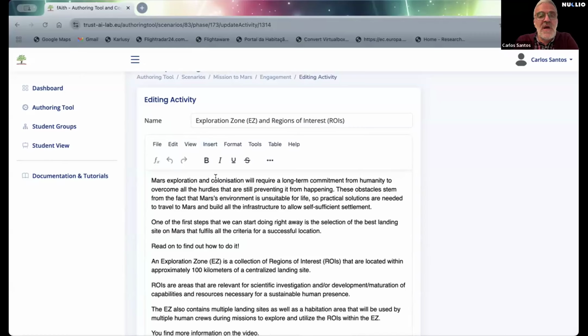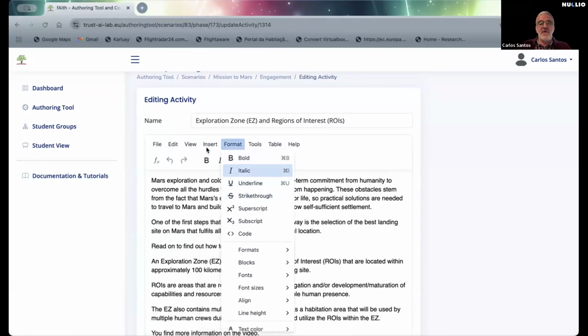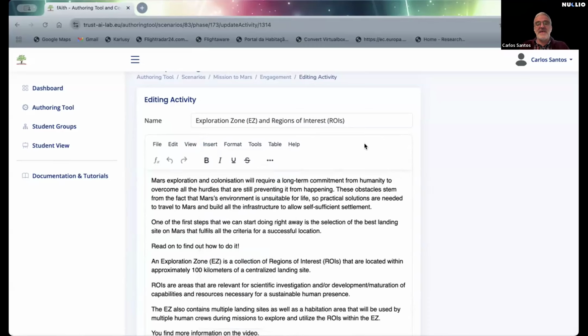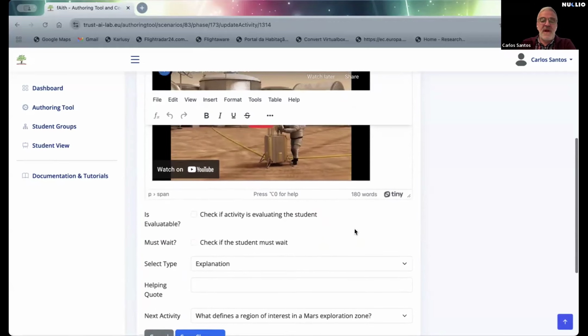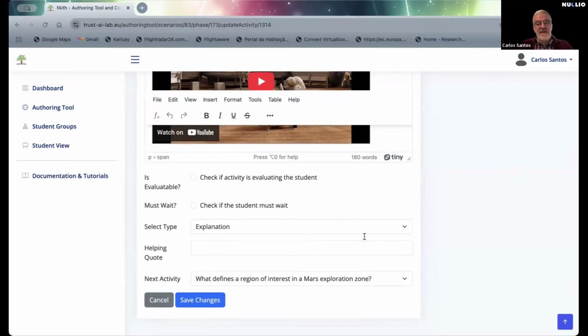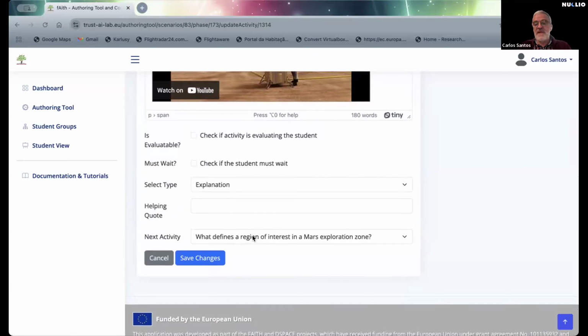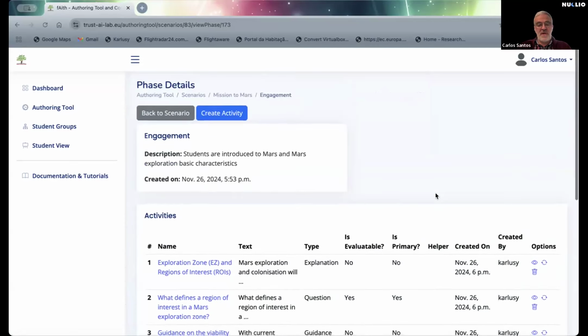You have some buttons that allow you to format things. You can insert images, links for outside things, media, videos or something else. It's a nice HTML editor that, if you have some experience with these kinds of things, you'll be at home running this. And there are some other things that you can define, namely what happens afterwards. After they see this slide, they will all go to this next slide.